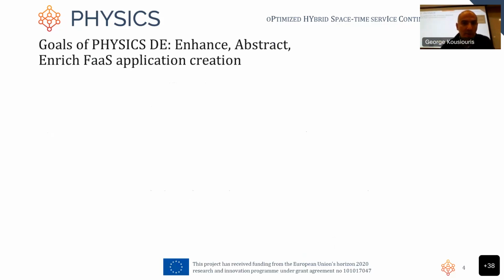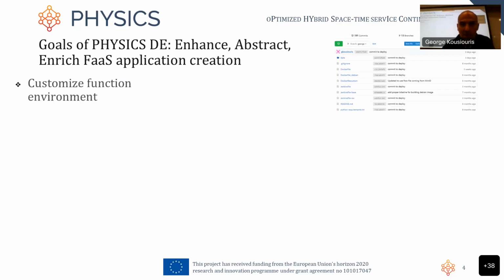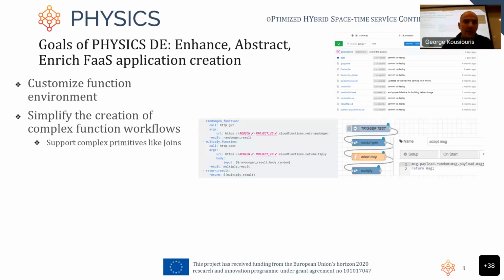So the goal of the physics design environment is to enable a more abstracted and enriched fast application creation. Initially we start out with features about customizing the function environment. What if the developer wants to add dependencies like TensorFlow, for example, or other frameworks that are of interest? Then we proceed with the ability to create much more complex function workflows.